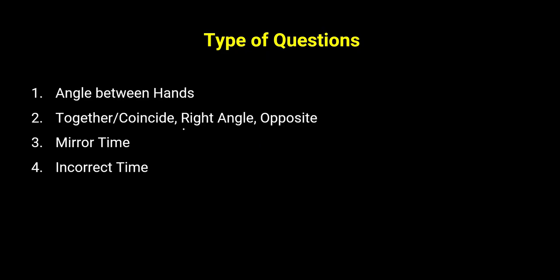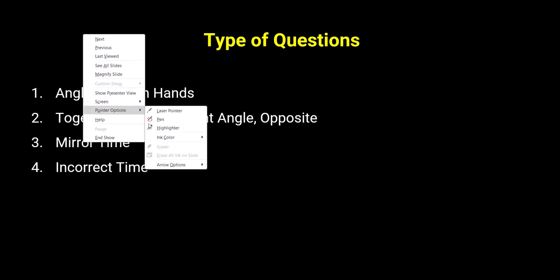This next topic, clocks, we have different sets of questions. They may ask you related to angle between hands, together or coincide, right angle, opposite concept, mirror time, incorrect time. These are the different types of questions you can expect in the clocks topic. The majority of the questions related to clocks fall in these categories.